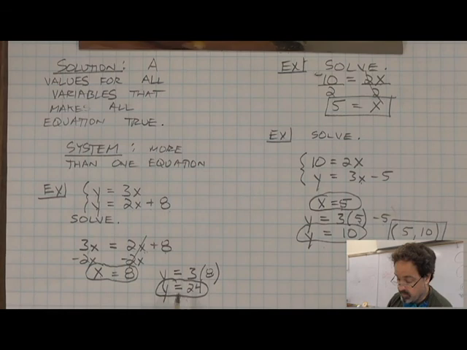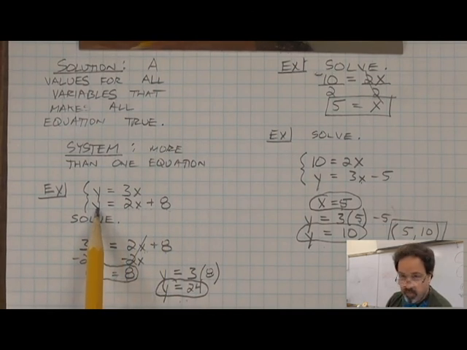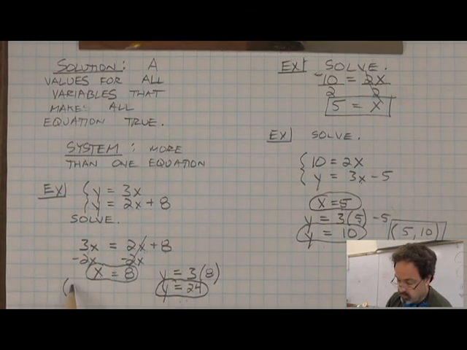I could check that by substituting 8 in for x, and confirming that 2 times 8 plus 8 is equal to 24. The solution can be expressed as a point where x comes first and y comes second.